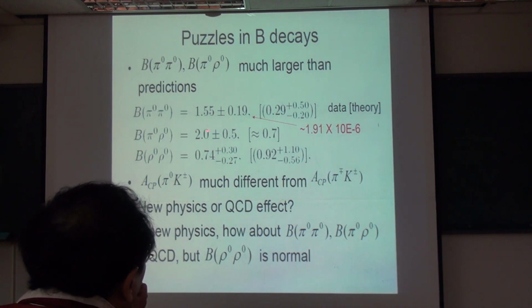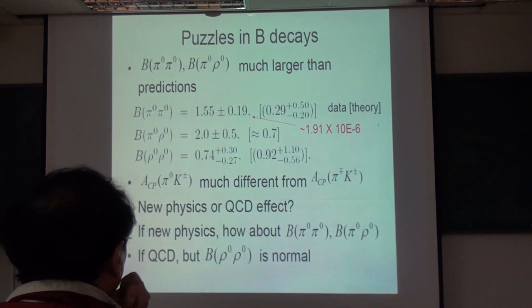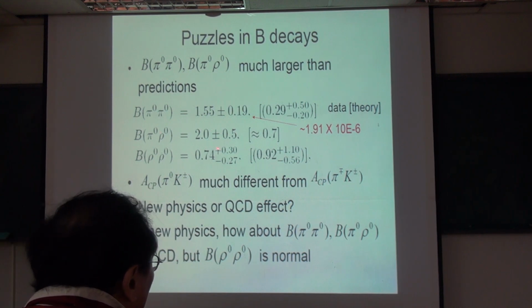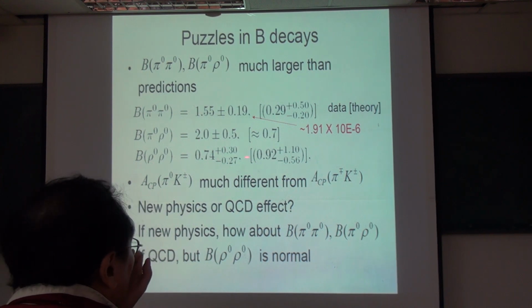So you can see that if there are two pions in the final state, you compare data and prediction, six times difference. If there's only one pion, the difference reduces to three times. If there's no pion, it's consistent. So far, this puzzle is not understood yet.